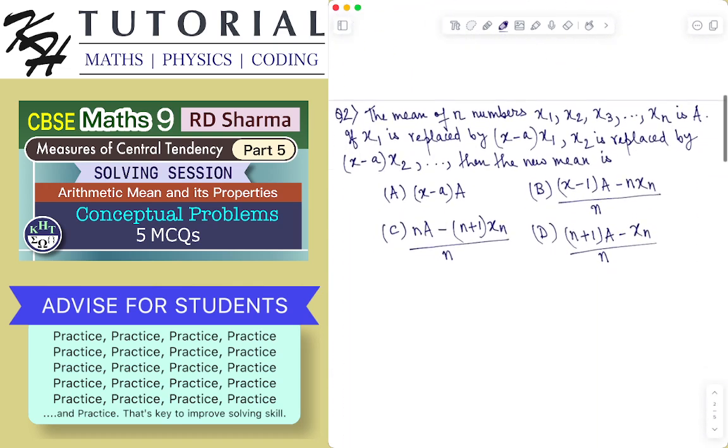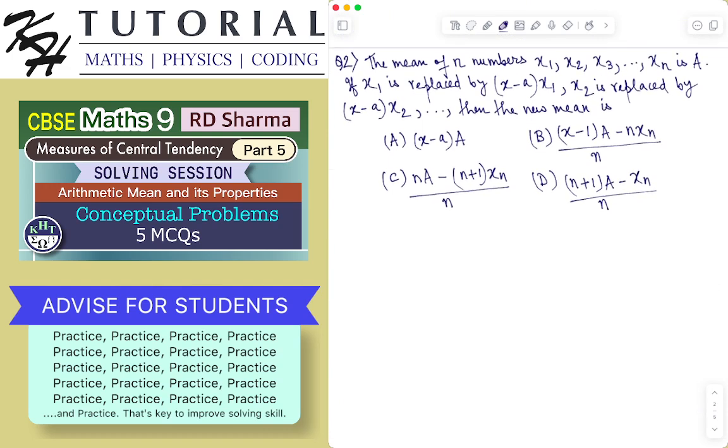Let's see the next problem. The mean of n numbers x1, x2, x3, up to xn is capital A. If x1 is replaced by x1 minus a into x1, and x2 is replaced by x minus a into x2, then the new mean is.